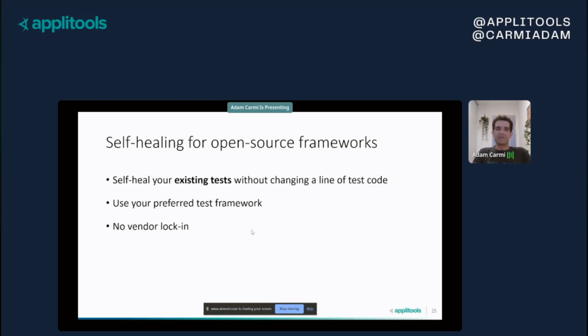I think the wonderful news about the Self-healing Execution Cloud is that now you can use it to self-heal your existing tests, your open source based tests, and you can do it without changing a line of code or doing any effort, actually. You can still use your preferred test framework, and there is no vendor lock-in. If you decide at some point that you want to move away from the execution cloud, go ahead. It's your test, it's your code, and it will run just as well locally or with another lab provider.